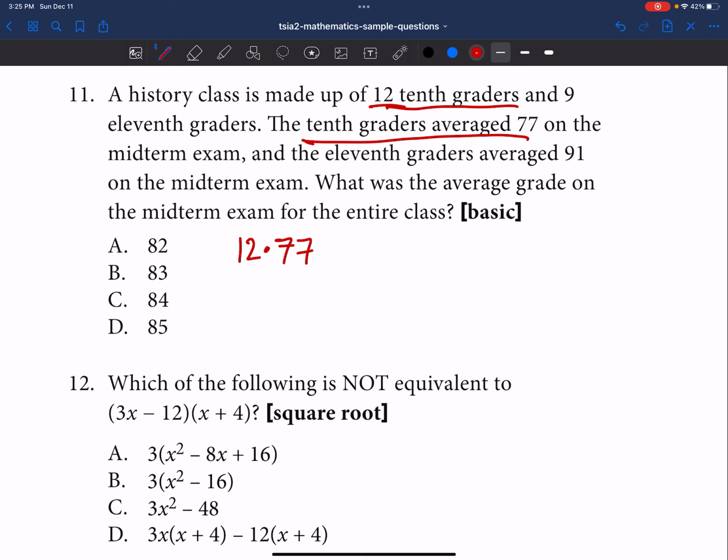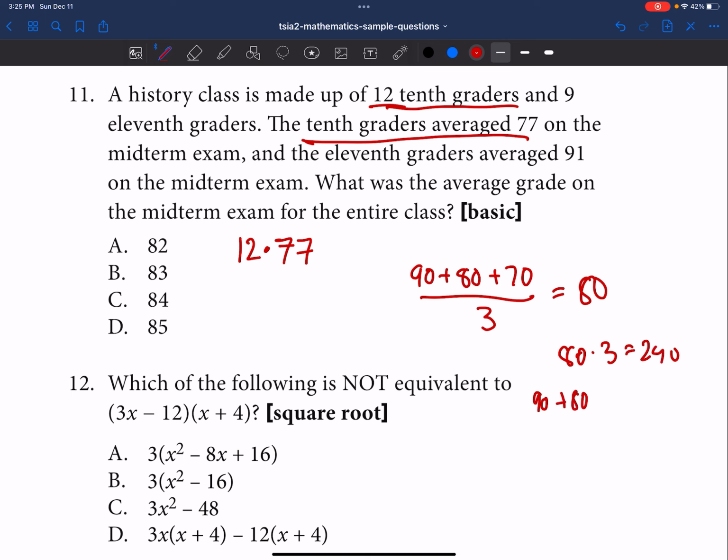Does that make sense? Right? Like, if somebody made a 90, and somebody made an 80, and somebody made a 70, and you divided by 3, I think the average should be 70, right? Or, hold on. Let's do that, actually. 90 plus 80 plus 70 divided by 3 is an 80, okay? So your average is an 80. Now, if you do 80 times 3, you get 240. But if you do 90 plus 80 plus 70, you also get 240.